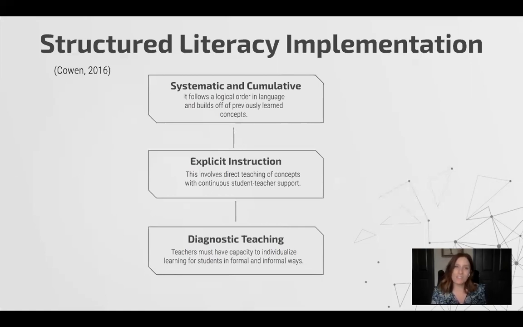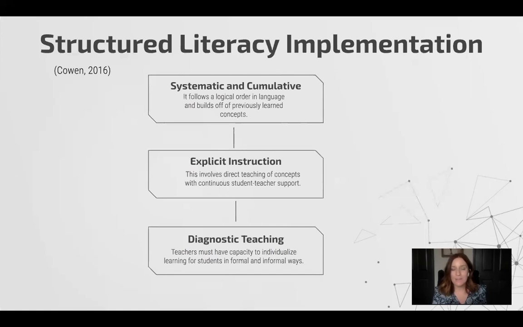Lastly, in a structured literacy implementation, there has to be diagnostic teaching. Teachers must have the capacity to individualize learning for students in small groups, and even more so personalized than just in a small group, but one-on-one as well.